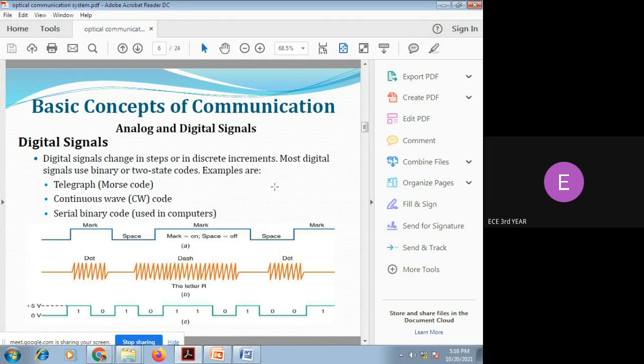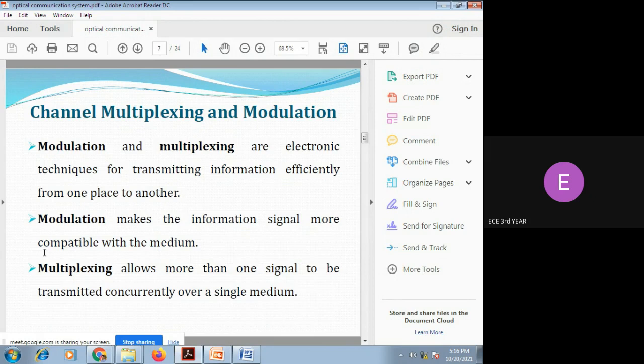Digital signal: it changes in steps or discrete increments, that is logic 1 or logic 0. If it is high, it means logic 1; if it is low, it means logic 0. This is the digital signal. All of you know that very well.